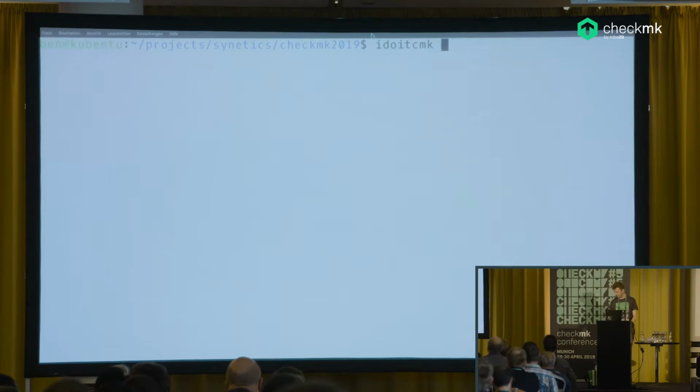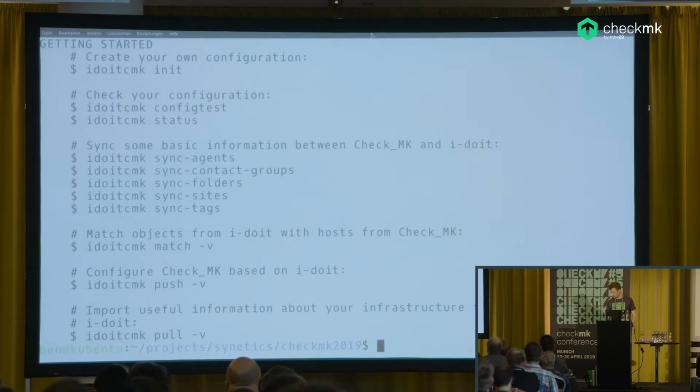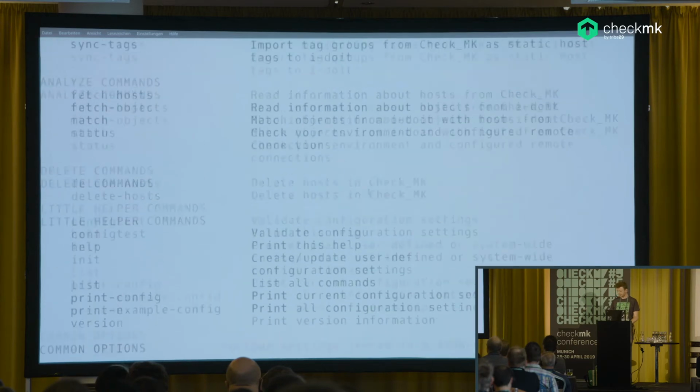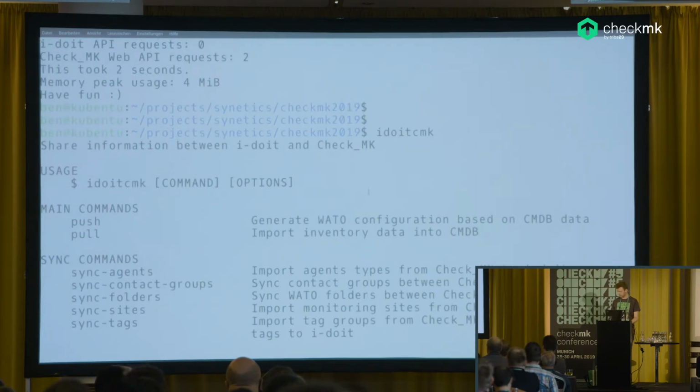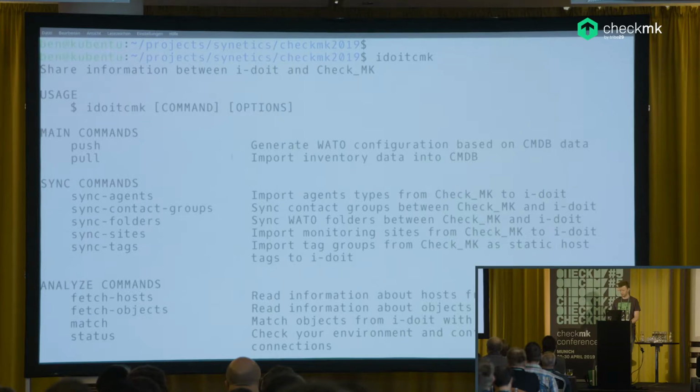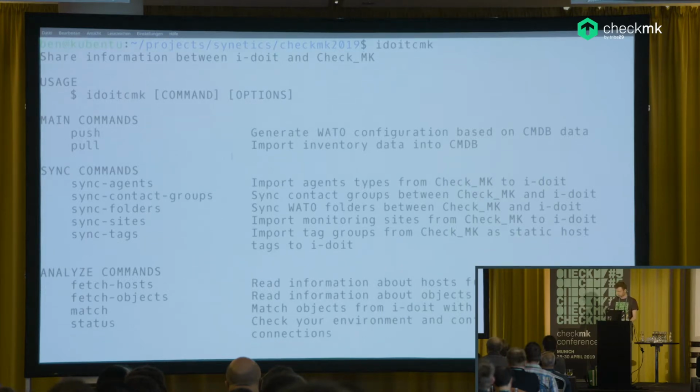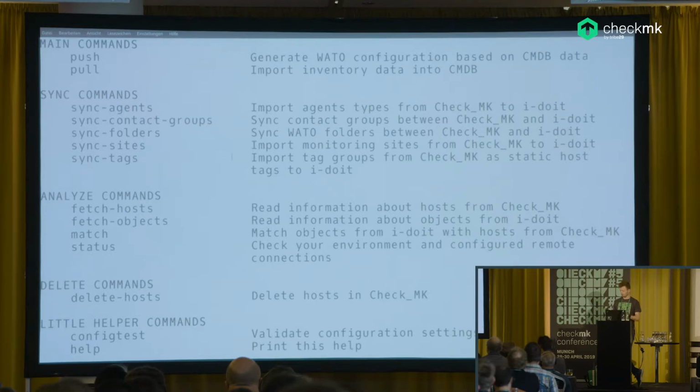I have a command line tool on my system. It's called i-doit CMK. And this gives me the possibility to connect these two worlds of i-doit and Checkmk. It offers me several options of what I can do. In the end, it's only working with the APIs, which is in this case the i-doit API and the Checkmk Web API and the Live Status API, and they cooperate beautifully.